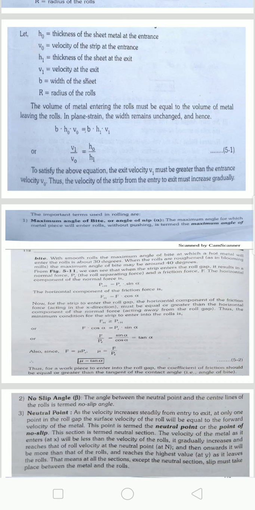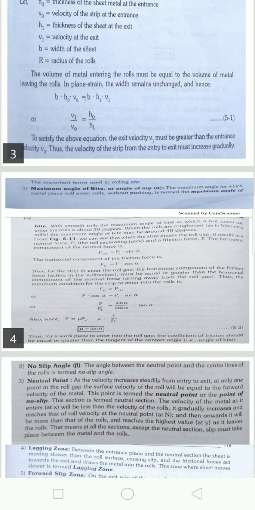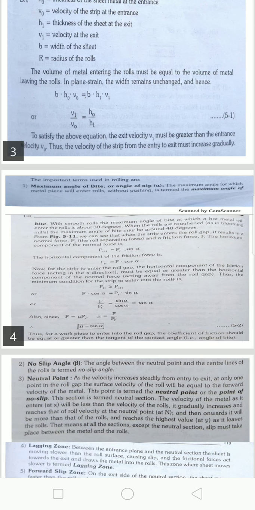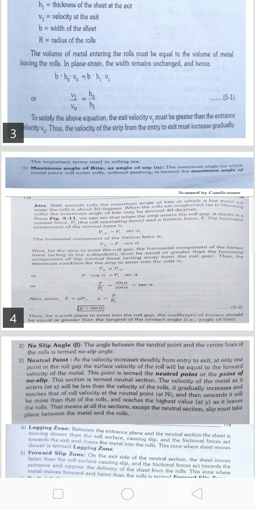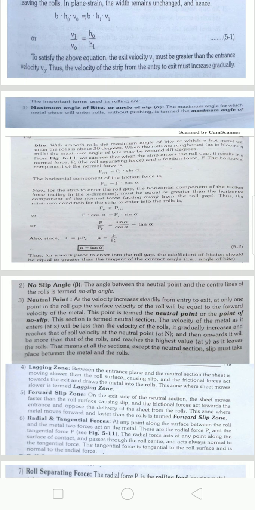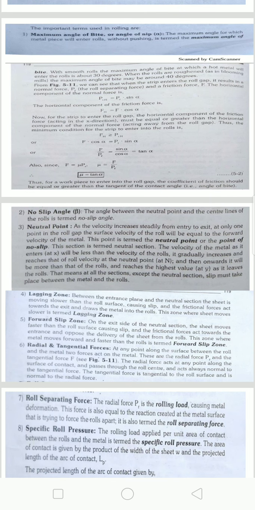Then roll separating force. The radial force PR is a rolling load also, causing metal deformation. This force is always equal to the reaction created by the metal surface that is trying to force the roll apart. It is also termed the roll separating force. Specific roll pressure: the rolling load applied per unit area of contact between the rolls and the metal is termed as the specific roll pressure.